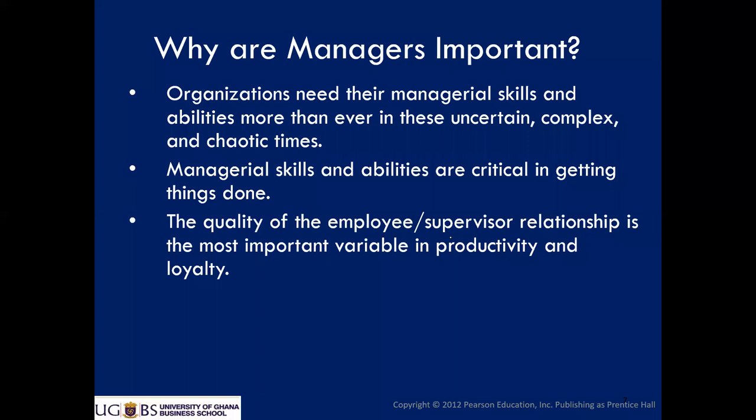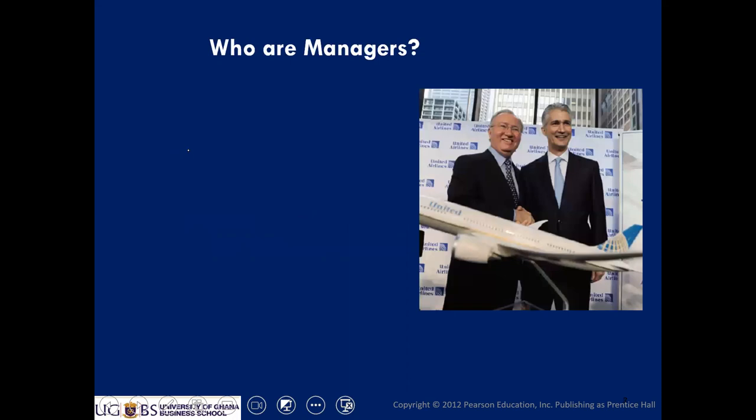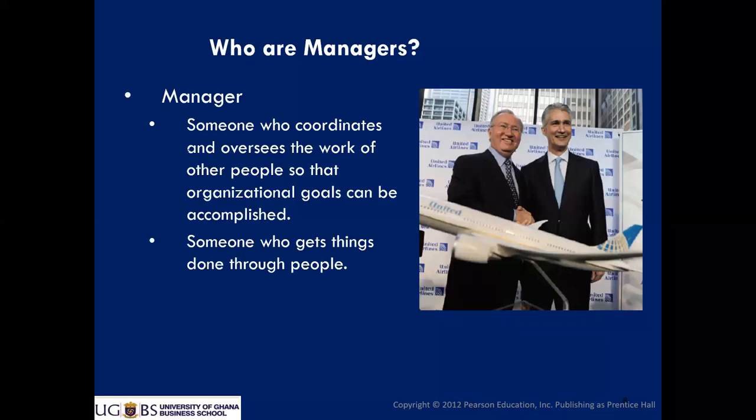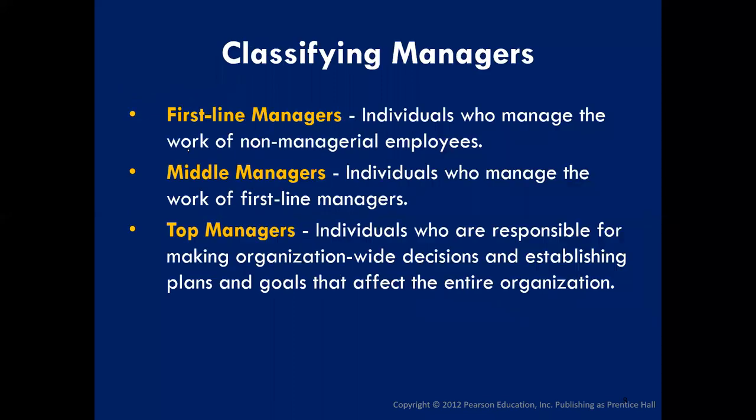And if managers get things done through people and they don't have a very good way of managing the people, it means that they can't get the things that they want done. So managers are important. Who then are managers? Managers are people who get things done through people, bottom line. Managers also coordinate and oversee the work activities of other people to achieve the goals of the organization. That is who managers are.